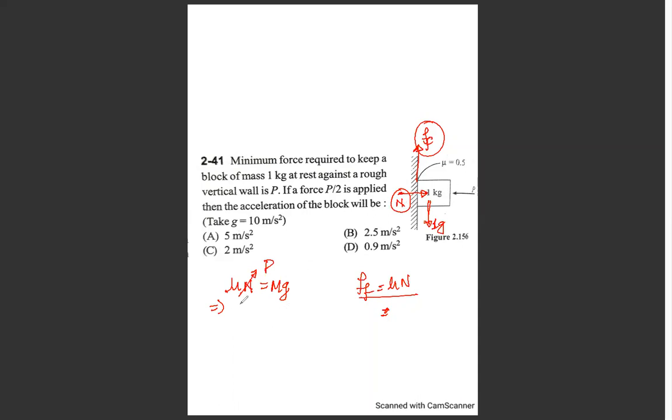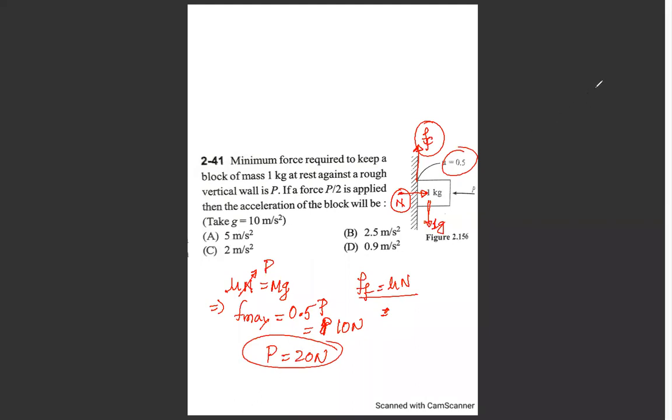So we can write down the normal reaction equal to P, and the maximum value of friction is coming out to be 0.5 times P, since mu is given here as 0.5. So that is equal to mg, that is 10 Newton. Okay, fine. So from this I got the value of P equal to 20 Newton.